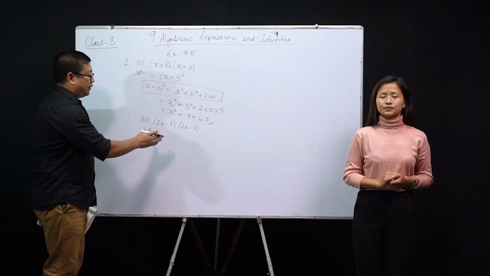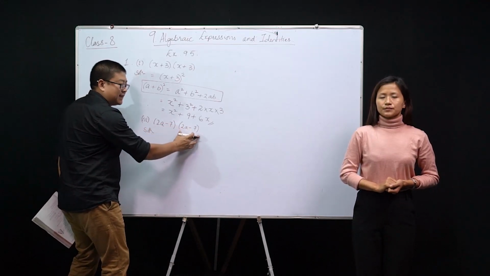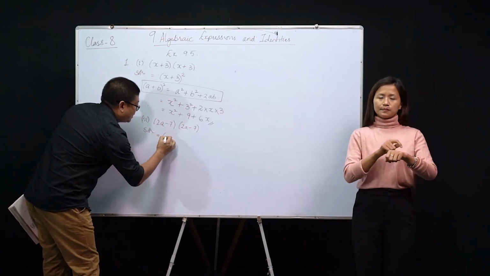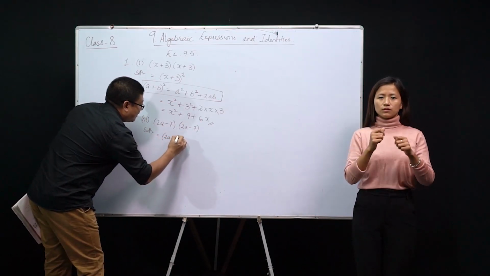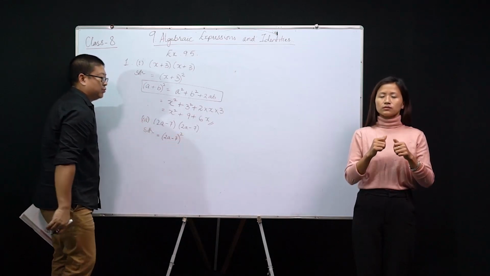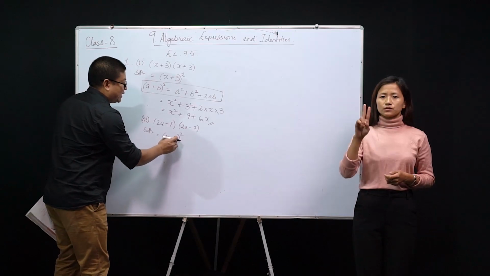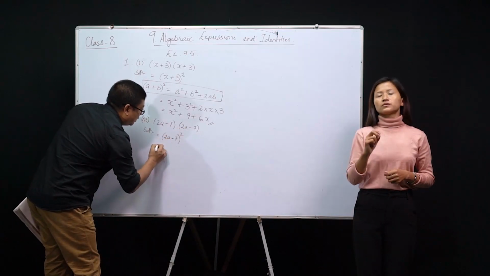So, you can see that both of them are the same. They are being multiplied 2 times. So, we can write this as (2a minus 7) to the power 2. 2a minus 7 whole to the power 2.